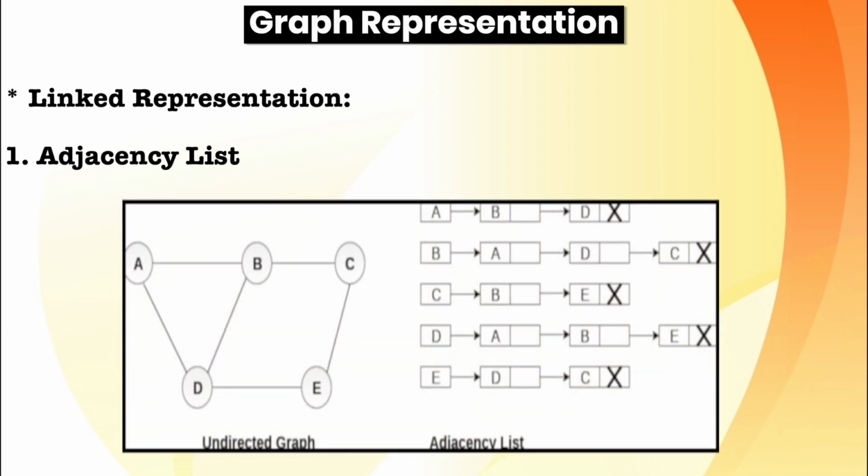For example, in this undirected graph, in the adjacency list of node A, A is connected to B, B is connected to D, and D is the last node of the first adjacency linked list. Now, if we take B, B is connected to A, A is connected to D, and D is connected to C. So that is the linked list for the second node. Likewise, the adjacency list can be represented by linked lists for each node.